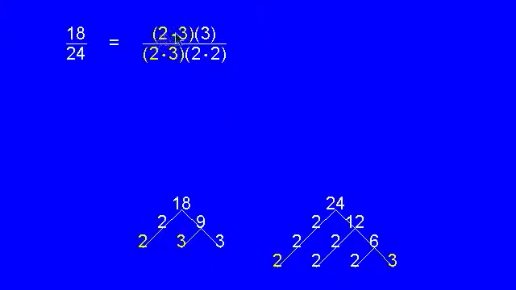This is still equal to 18. 2 times 3 is 6, times 3 is 18. This is still equal to 24. 2 times 3 is 6, times 4 is 24.